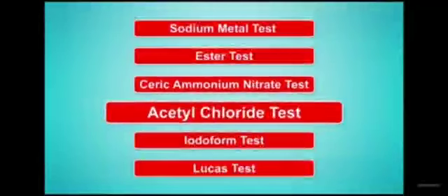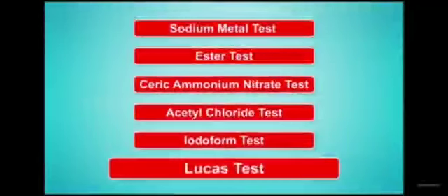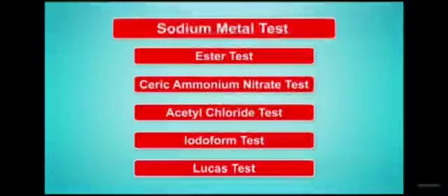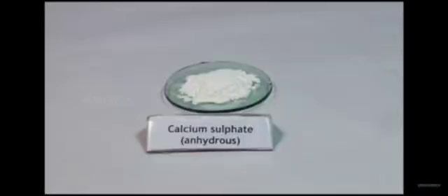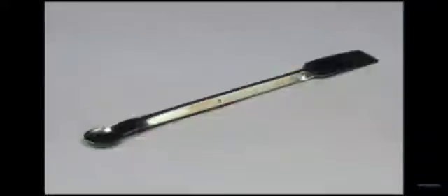Number 1 is the sodium metal test. What you have to do? Just take a dry test tube, add 1 ml of the given compound and 1 gram of the anhydrous calcium sulfate.